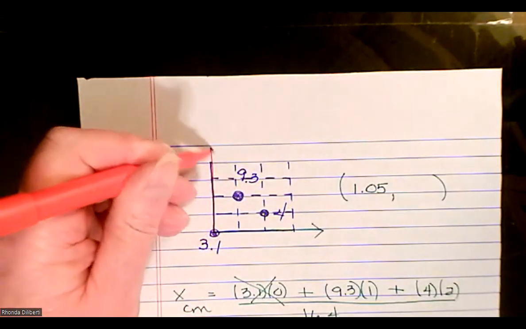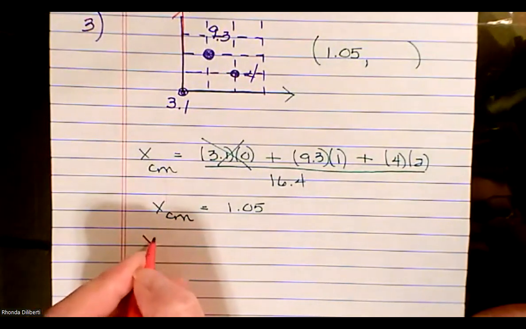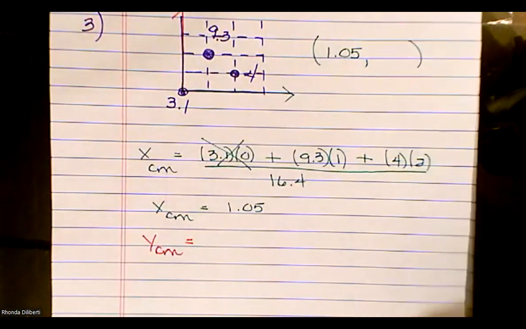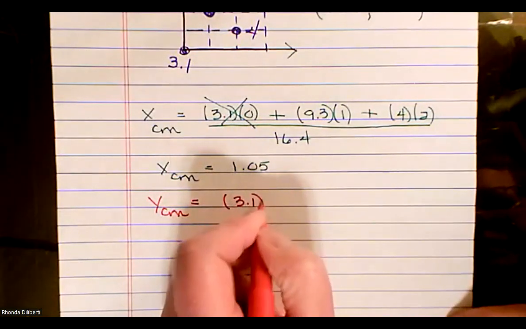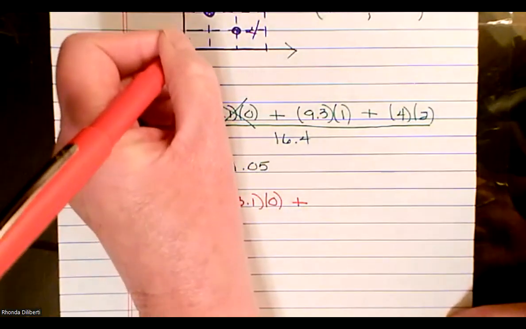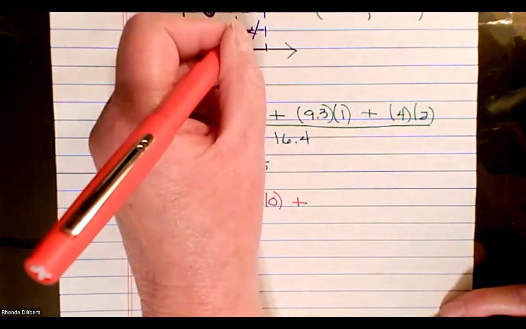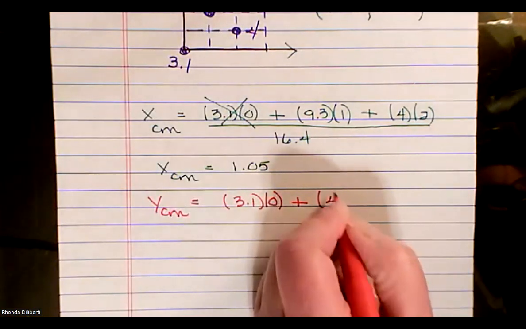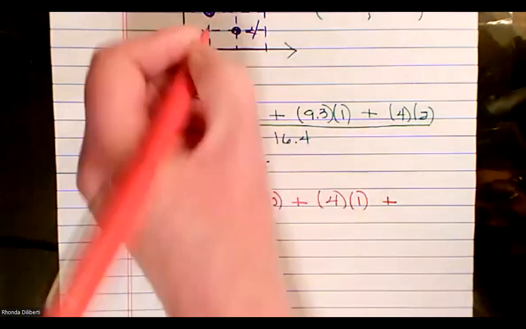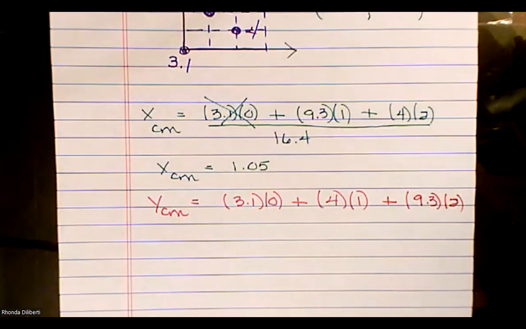coordinate, we're just going to do the same thing, but this time we're going to walk up the y-axis, and we're going to apply the y center of mass equation. So I have y_cm, and again, every time I hit a mass, I'm going to stop, and I hit a mass right there in the beginning. So I hit a 3.1 at y is 0. Then I keep walking up, and it looks like there's nothing at 1, but there is, because this 4 has a y value of 1 position-wise. So this mass of 4 is at y equals 1. And then I keep walking up, and this 9.3 is at y position 2.